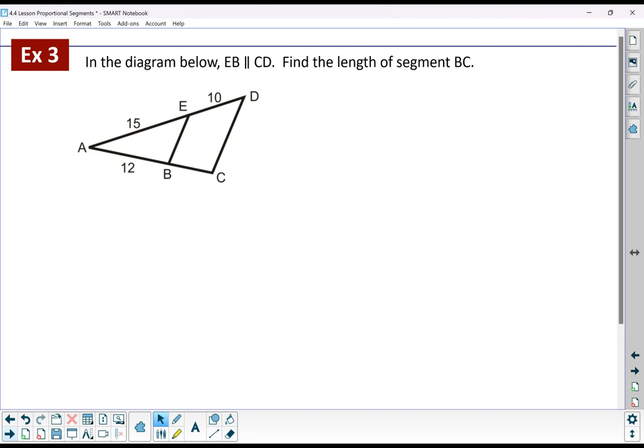So in this diagram, it says that EB is parallel to CD. So we do have a segment that's parallel to the side of the triangle, and our goal is to find the length of BC. So I'm going to put an x there. One way that we could set up our proportion is that 15 over 12 is equal to 10 over x.